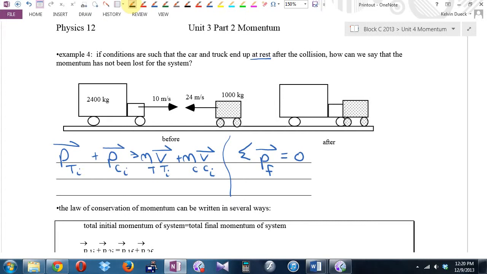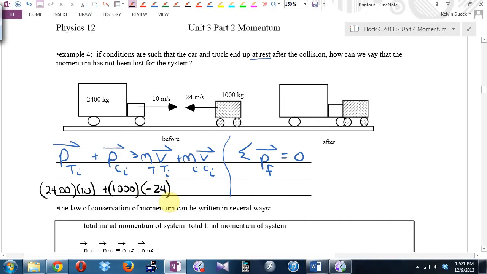What is the mass of the truck? 2,400? What is the mass of the car? What is the velocity of the truck? 10? Plus, what's the mass of the car? What is the velocity of the car? Negative 24.